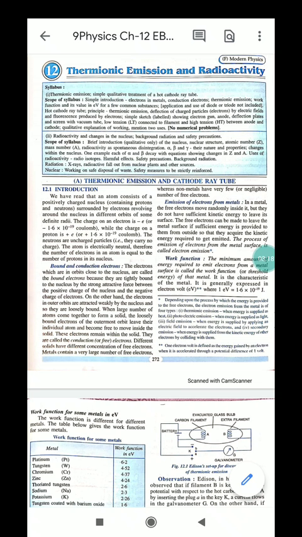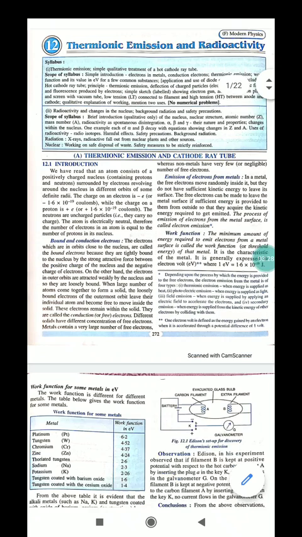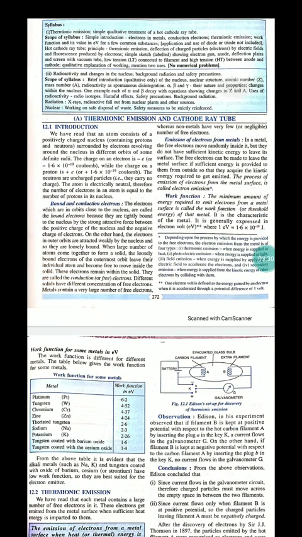And what is work function? The minimum amount of energy required to emit electrons from the surface of a metal is called work function. Suppose a metal is there, and some electrons want to be emitted from it. They require some energy, and that energy is known as the work function of that metal.